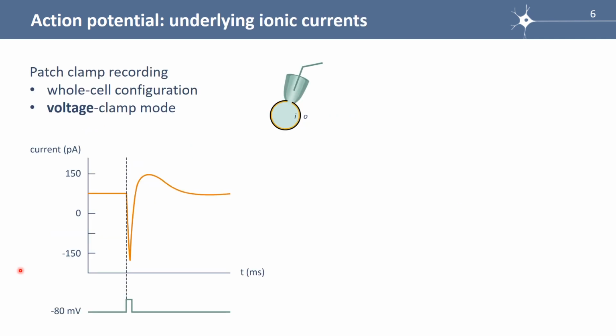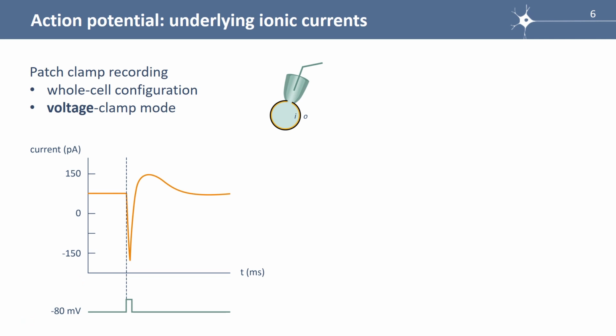To record the currents that underlie the action potential, we record the activity of the neuron in whole cell configuration, to record the activity of the whole membrane, and in voltage clamp mode, to record the total current that crosses the whole surface of the membrane. So we record here current versus time. First, we hold the membrane potential at minus 80 millivolts. When the membrane is hyperpolarized at minus 80 millivolts, there is no change of current recorded. The membrane current is stable.